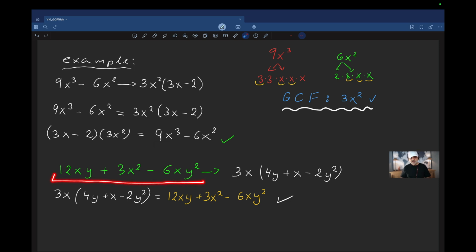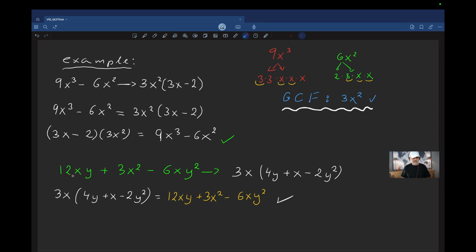Now a trinomial with a combination of numbers and variables. The strategy that you use is the same. You identify first what is the greatest common numeral coefficient between 12, 3, and 6. So 12 and 3 and 6, the common number is 3. And it is the greatest because 3 is divisible by 3, 6 is divisible by 3, and so is 12. So that is the greatest common factor.